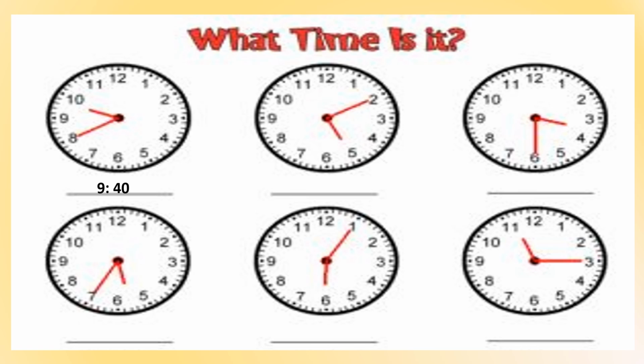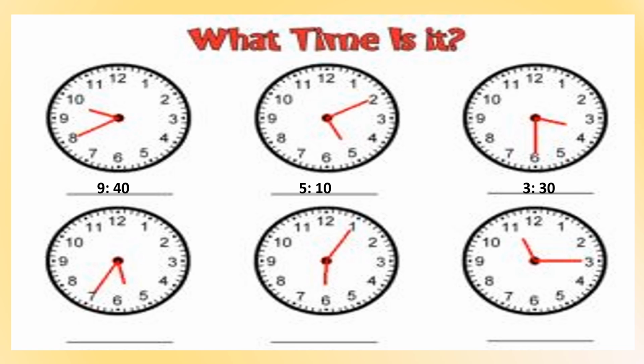Then in the next clock, the hour hand is at 5 and the minute hand is at 2. So the time is 5:10, or you can say in words 10 minutes past 5. In the third clock, the hour hand is between 3 and 4 and the minute hand is at 6. So the time is 3:30. Why 3:30? Because the actual hour is 3 and the minute hand is at 6. So 6 fives are 30. So 3:30, and in words you can say half past 3.